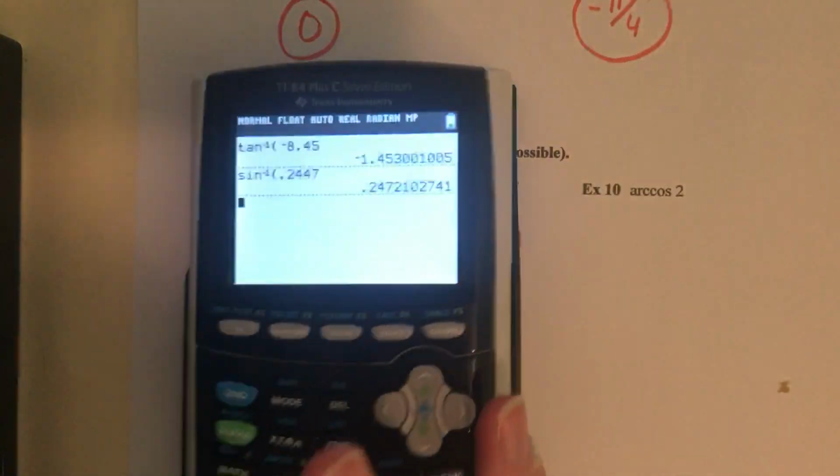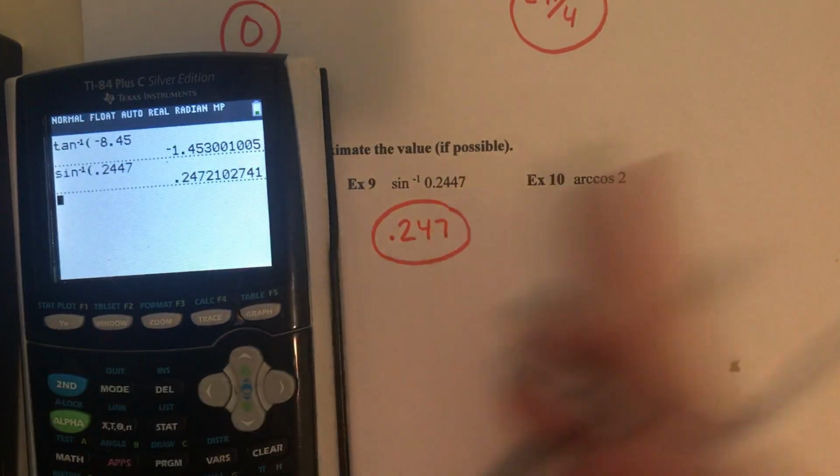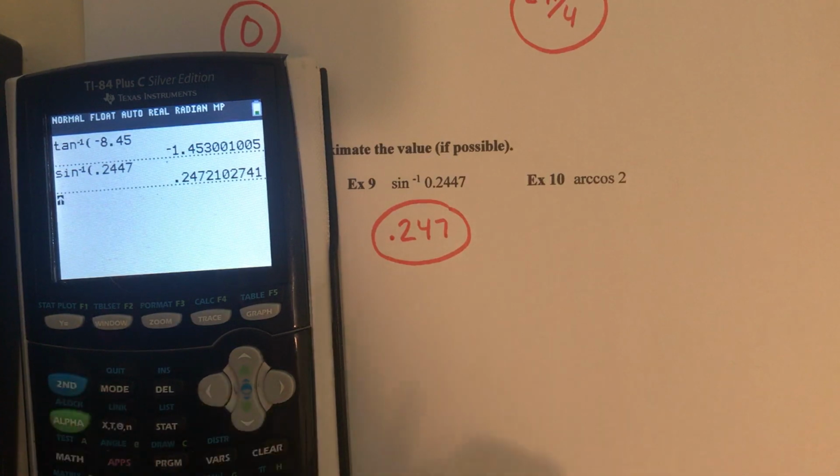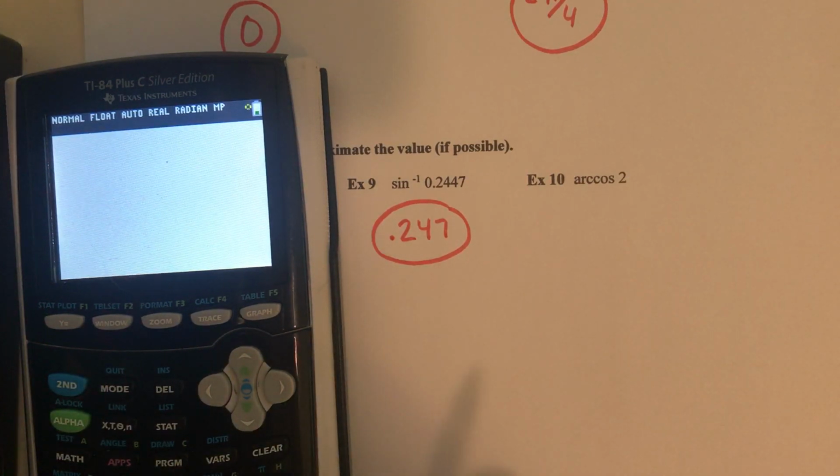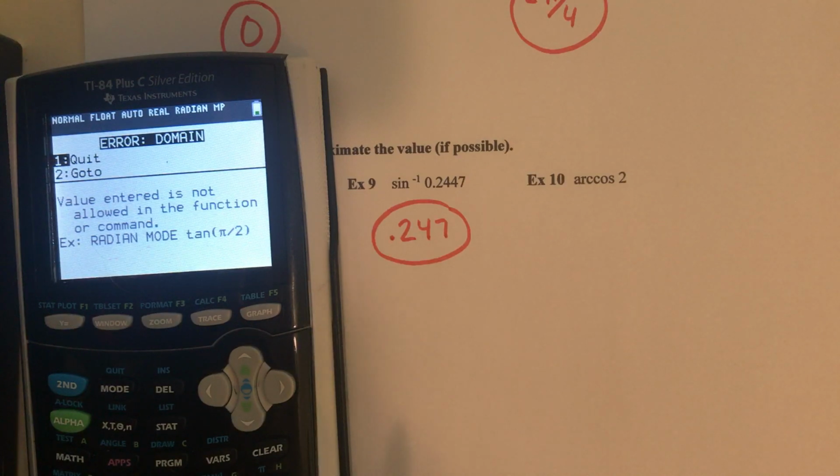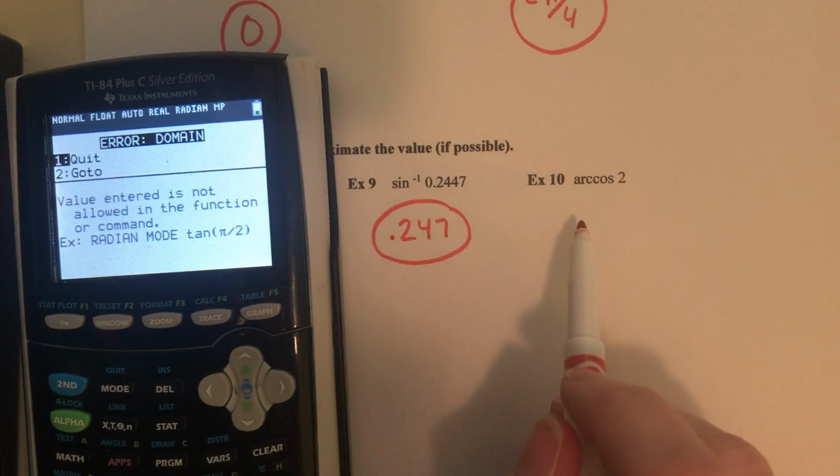And then the last one, we have arc cosine. So second cosine of 2. Now on this one, I got an error. So it says error domain at the top. So that just means this is not in our domain.